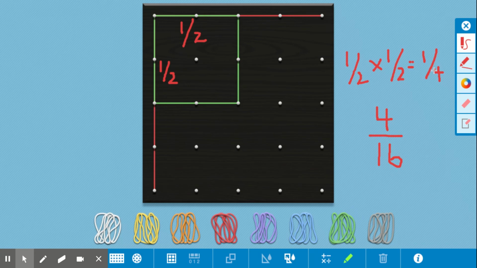And you should know that these two things are equivalent. So you can use either one. If your teacher wants you to use a benchmark fraction or a simplified fraction, you want to go with 1/4. Okay. So now we're on to the next one.